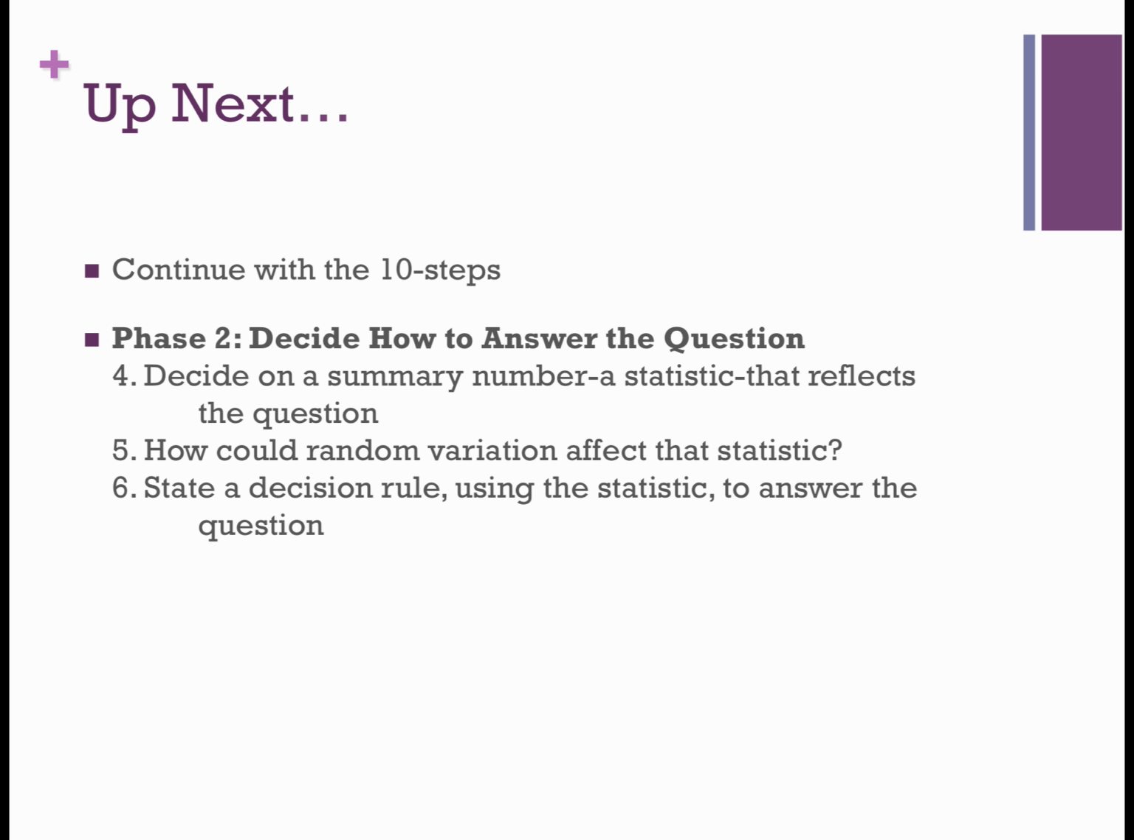So up next, we'll continue with the 10 steps, but before we can answer the question, we need to decide how we are going to answer the question. And that involves steps 4, 5, and 6: deciding upon a summary statistic, a number that reflects our question, and in this case, we'll be using the proportion; how random variation could affect that statistic; and then making a decision rule, how we'll choose between the null and alternative hypotheses before we actually calculate the information to help us decide.